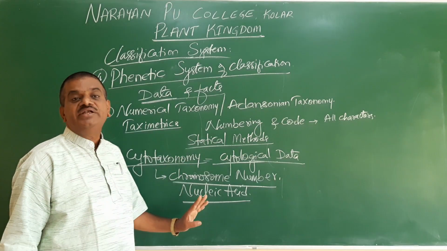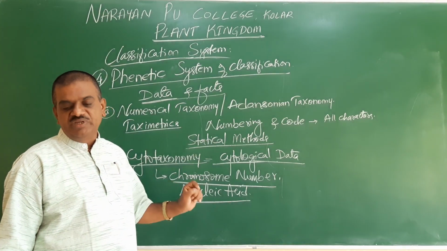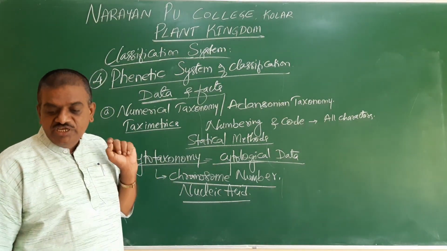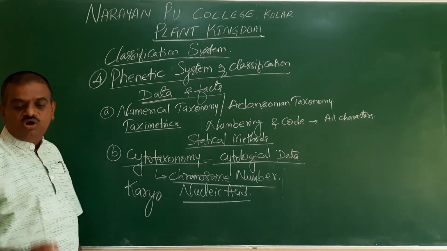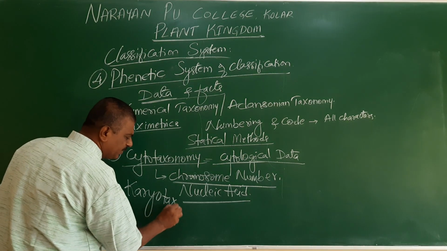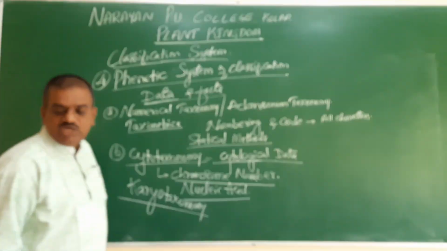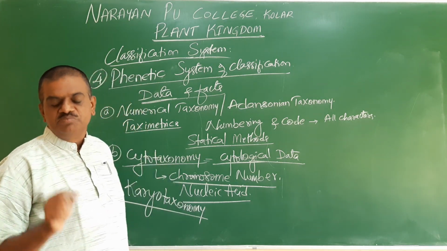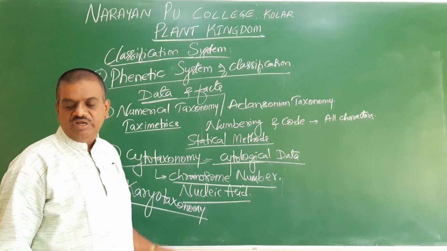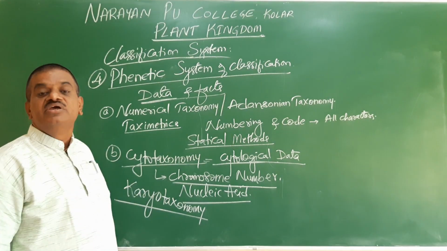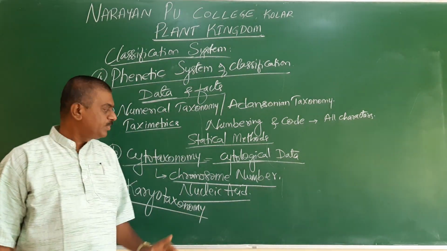Based on the pattern of banding of chromosomes, it is classified under this. The banding of chromosomes is also called karyotaxonomy. So based on the pattern of chromosome numbers and the banding pattern of chromosomes, it is called karyotaxonomy. It is also one of the branches under cytotaxonomy.